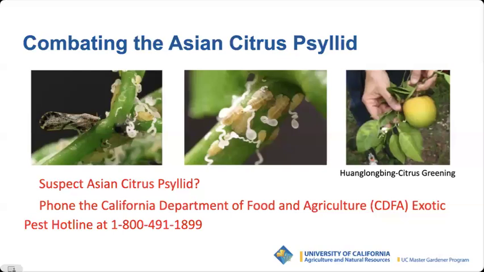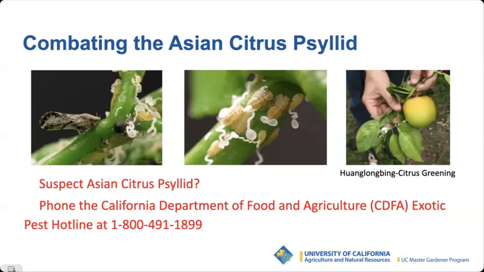The psyllid takes the bacteria into its body when it feeds on an infected plant. And then when it flies to a healthy plant and feeds on that plant, it will inject the bacteria into the healthy plant as it feeds. Huanglongbing has decimated the commercial citrus industry in Florida. When you go to the grocery store and purchase orange juice, it is likely that it no longer comes from Florida.